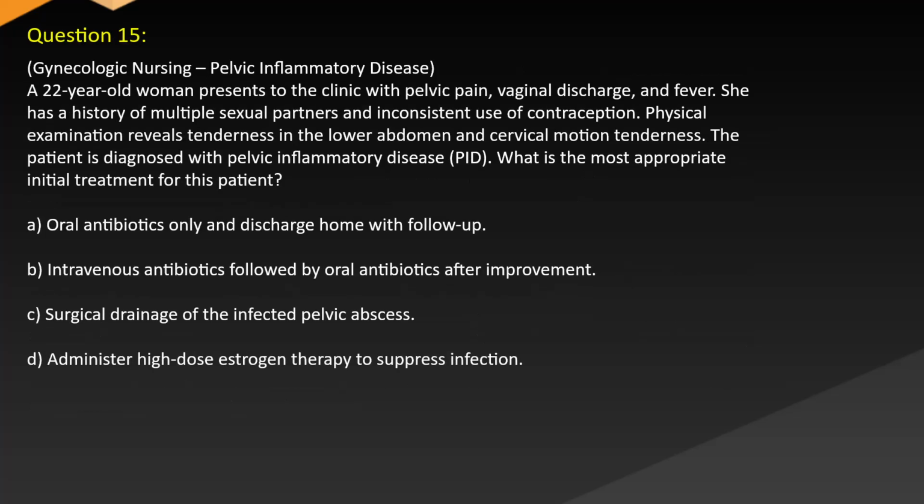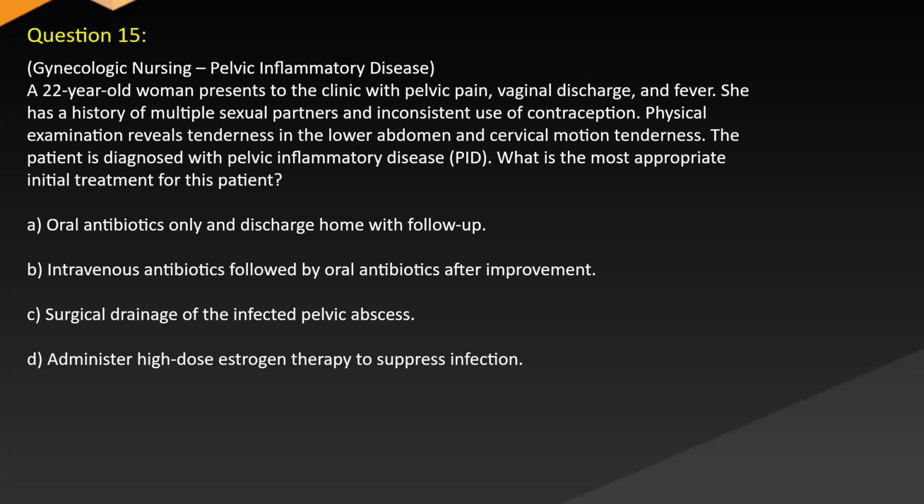Question 15. Gynecologic nursing. Pelvic inflammatory disease. A 22-year-old woman presents to the clinic with pelvic pain, vaginal discharge, and fever. She has a history of multiple sexual partners and inconsistent use of contraception. Physical examination reveals tenderness in the lower abdomen and cervical motion tenderness. The patient is diagnosed with pelvic inflammatory disease (PID). What is the most appropriate initial treatment for this patient?